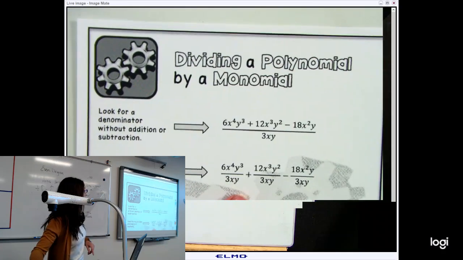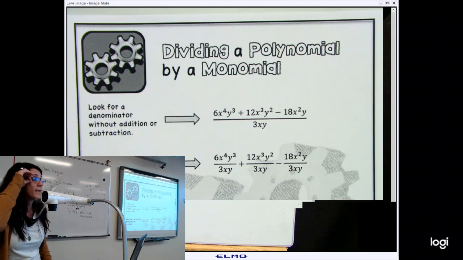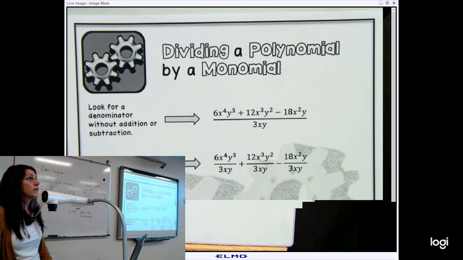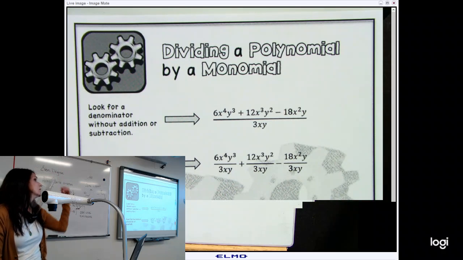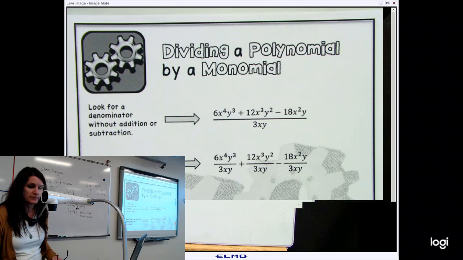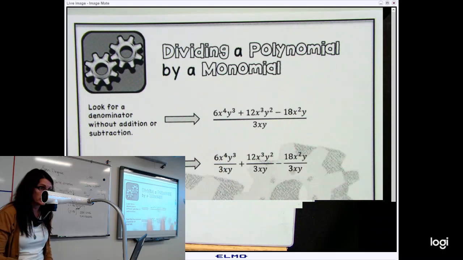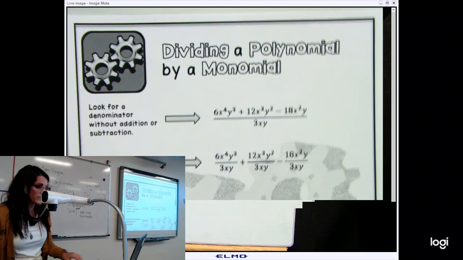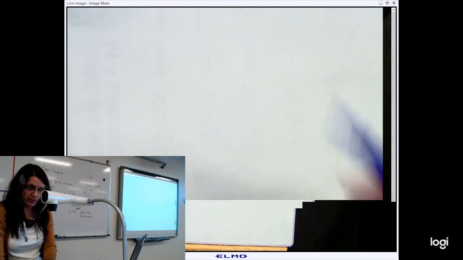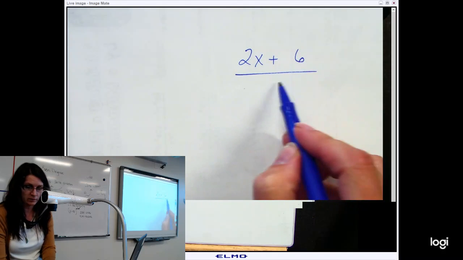All right, dividing a polynomial by a monomial. If I start right in with dividing polynomials by polynomials, you get mad at me. So we're going to start pretty basic. Have you already looked and read down through this to see how easy and friendly it's going to be?